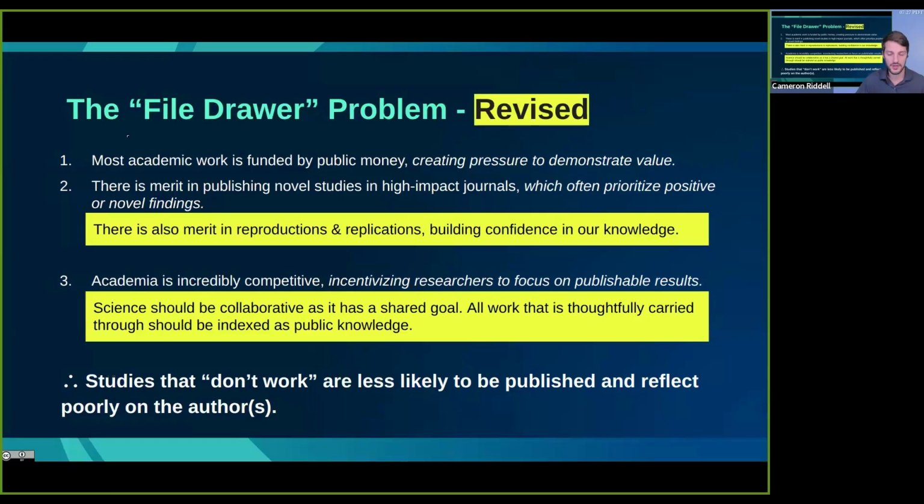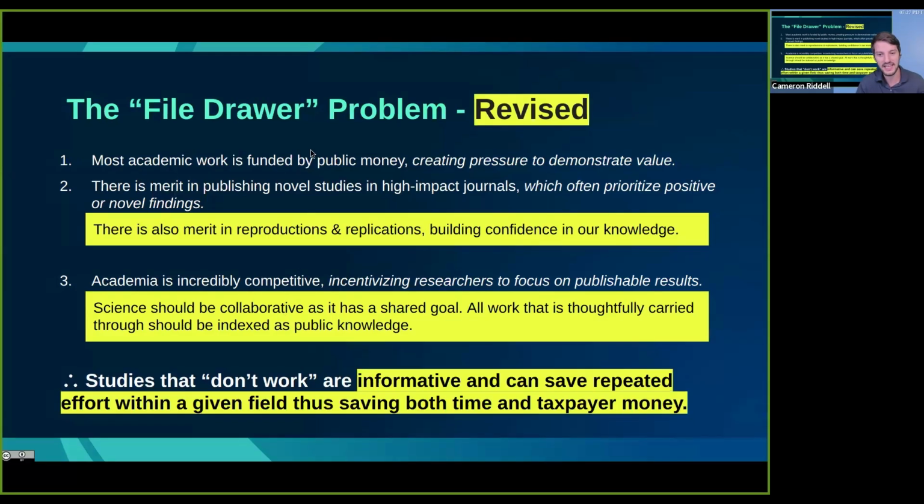And so with our open science revision here, let's see how our conclusion changes. Originally, we said studies that don't work are less likely to be published and reflect poorly on the authors. Therefore, authors take that PDF and put it in a file drawer where nobody will ever see it.